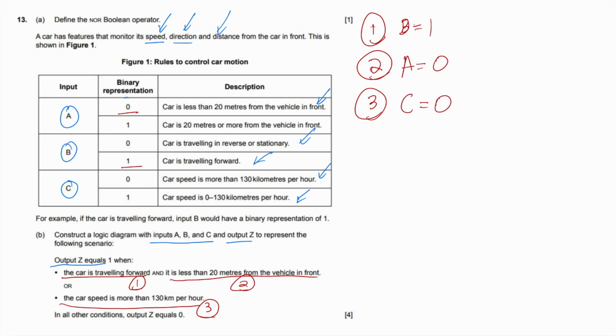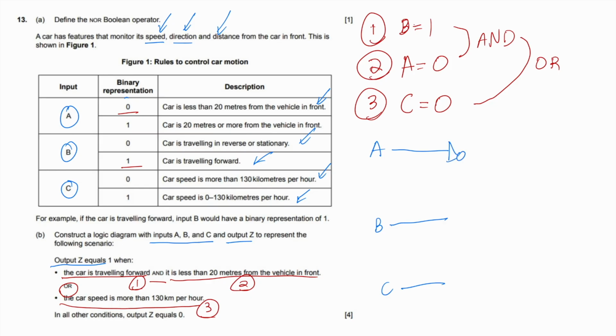Remember, these conditions 1 and 2 are united by an AND gate, right? Because the car is traveling forward and it is less than 20 meters from the vehicle in front. And then the output of that is connected to condition 3 by an OR gate, because we have an OR right here. So let's go ahead and model this. We're going to go ahead and draw our inputs, A, B, and C. And what's important to remember is that B equals 1 means that we're not going to do anything further with that input. But if A equals 0, we're going to draw a NOT gate. And if C equals 0, we're going to draw a NOT gate as well.